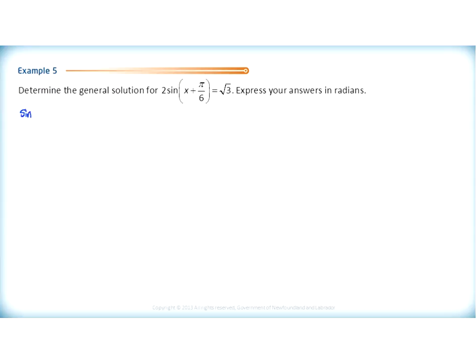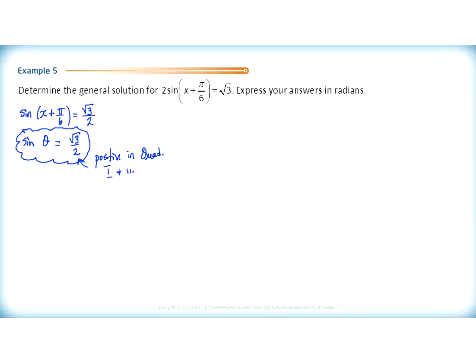Let's first of all isolate the sine of the angle given by x plus pi over 6 is equal to root 3 over 2. So then we will let theta be equal to x plus pi over 6. So we can rewrite the equation as the sine of theta is equal to root 3 over 2, which is something that we are familiar with. Note that the sign is positive in quadrants 1 and 2.